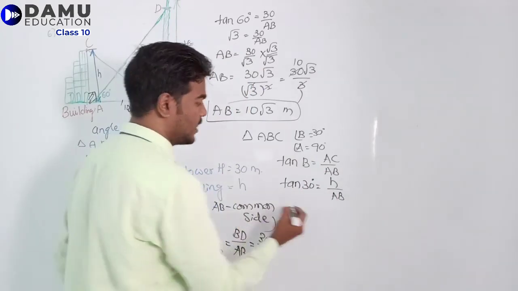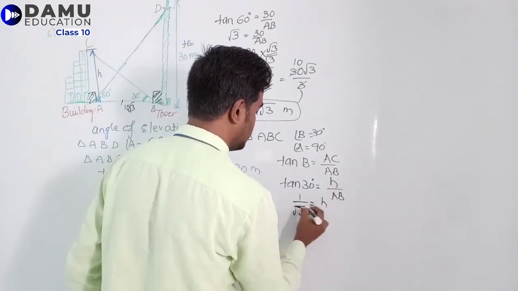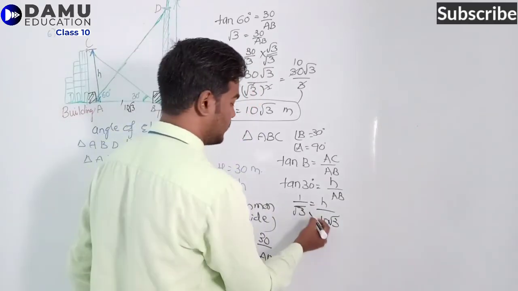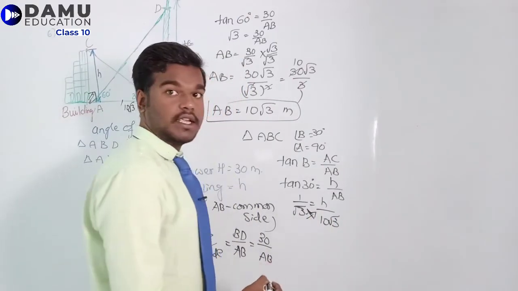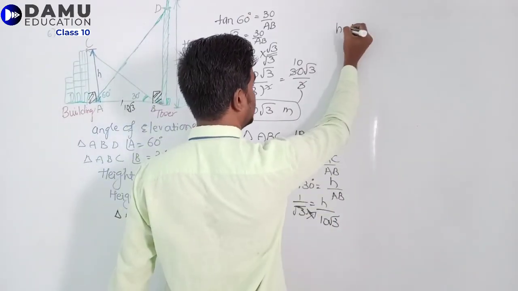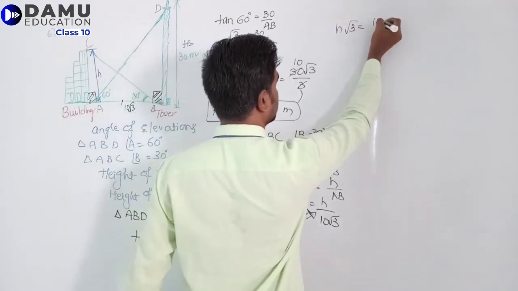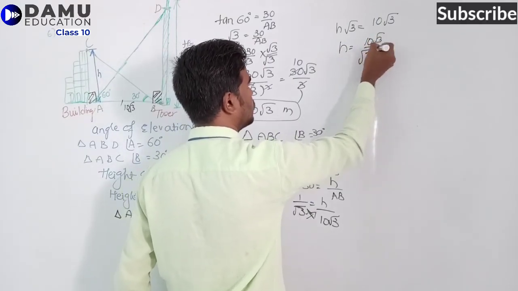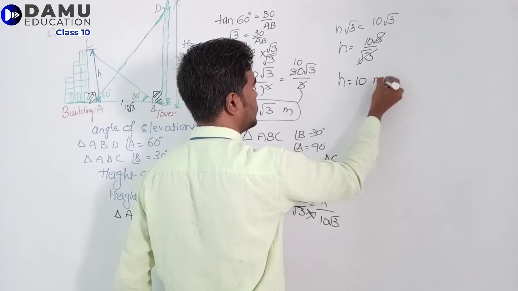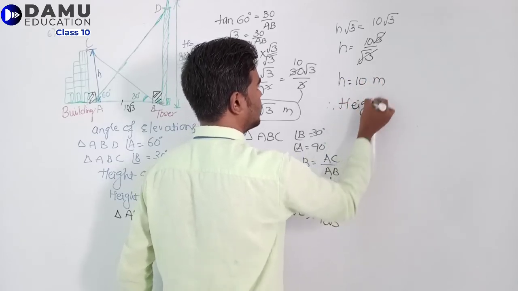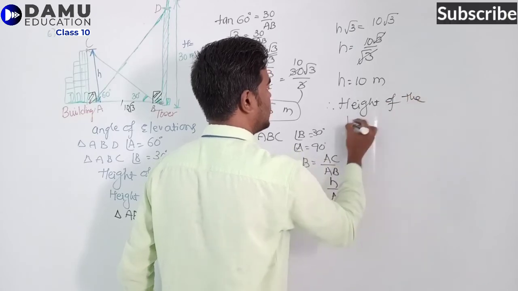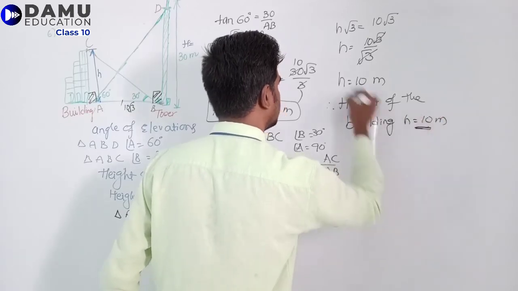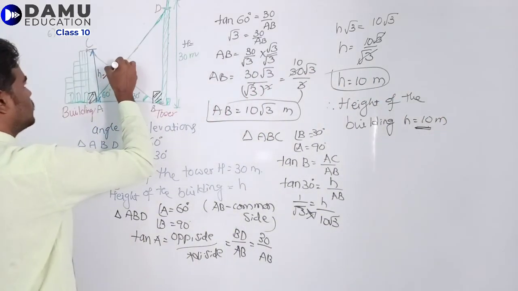Tan 30 degrees we know is 1 by root 3. So 1 by root 3 is equal to h by AB, and AB is equal to 10 root 3. Cross multiplying, h into root 3 is equal to 10 root 3. So h is equal to 10 root 3 by root 3. The root 3 cancels, then h is equal to 10 meters. Therefore, by using trigonometric ratios, the height of the building, small h, is equal to 10 meters.